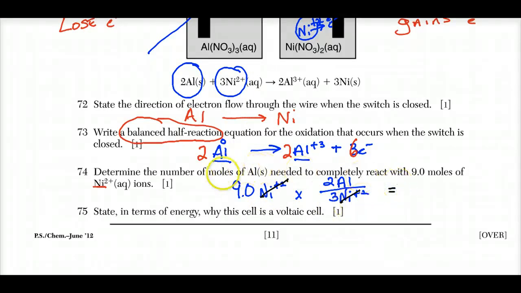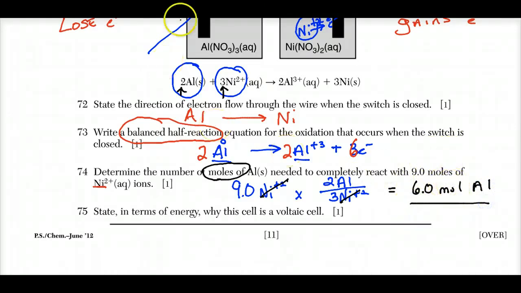Since it's really going from moles to moles, it's a stoich problem. And we're going to use the what? The coefficients as a mole ratio. So 9 times 2 is 18. 18 divided by 3 is 6.0 moles of what? What's left over? Aluminum. Now some people don't like this method because of many different reasons. But at this point, let's make sure we know how to do this.